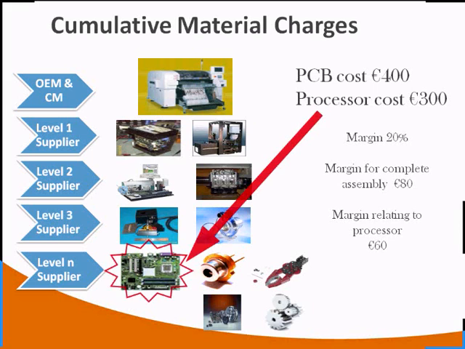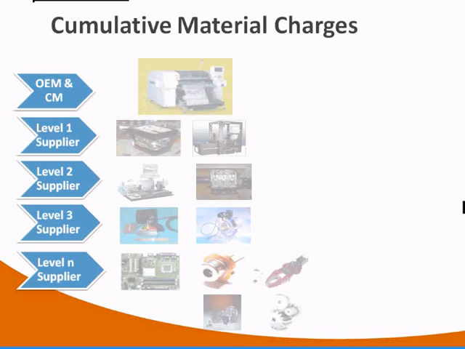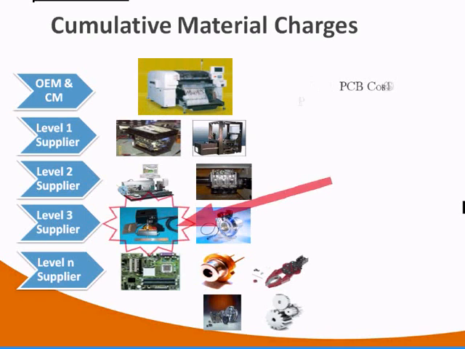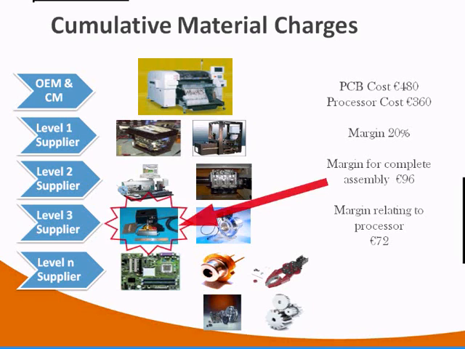Level 3 supplier purchases the assembly from Level N and applies a charge. 20% of the Level 3 price relates to margin. We will track the charges relating to the PCB processor as it transcends through the remaining supplier levels. In this case, the PCB margin is €96 and €72 of these relate to the processor.